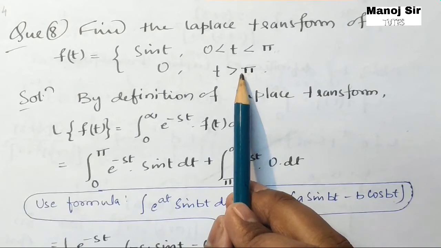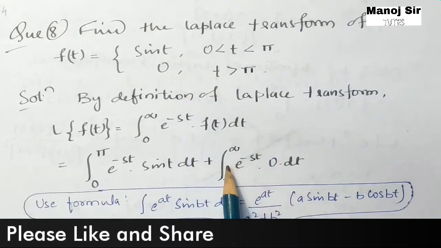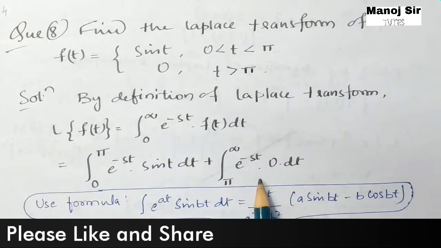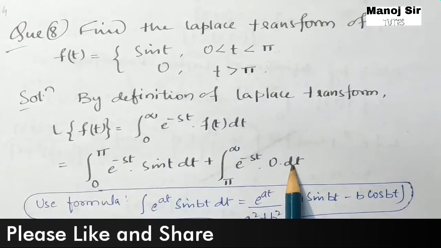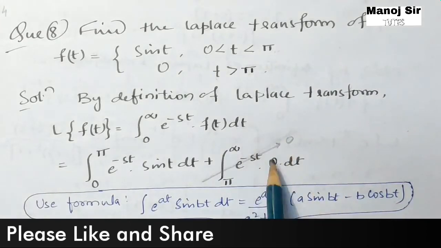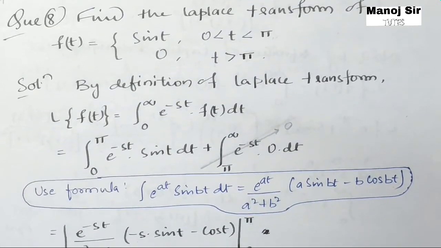Okay, here the value of t is from pi to infinity, so the limit is from pi to infinity, and this is e to the power minus st as it is. F of t is how much? F of t is 0 into dt. So because of this 0, the second part will get cancelled, or you can say the second part will vanish.